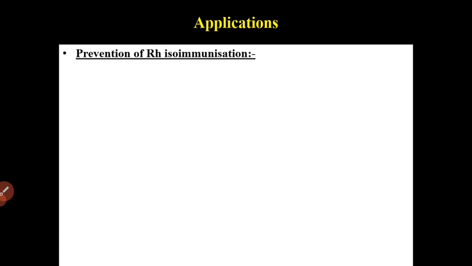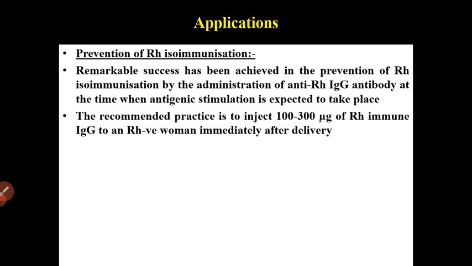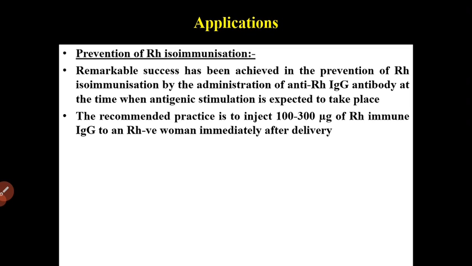Next, prevention of Rh isoimmunization. Now what happens? What is isoimmunization? A condition that happens when a pregnant woman's blood protein is incompatible with the baby's, causing her immune system to react and destroy the baby's blood cells.